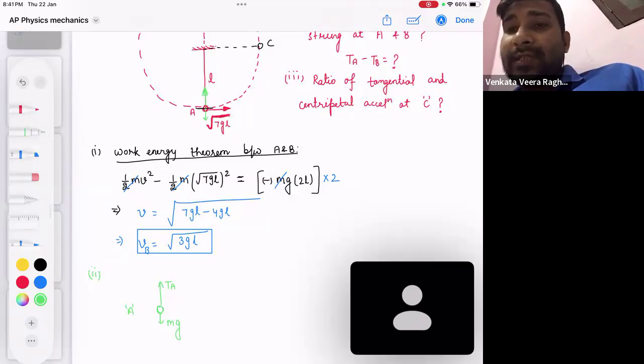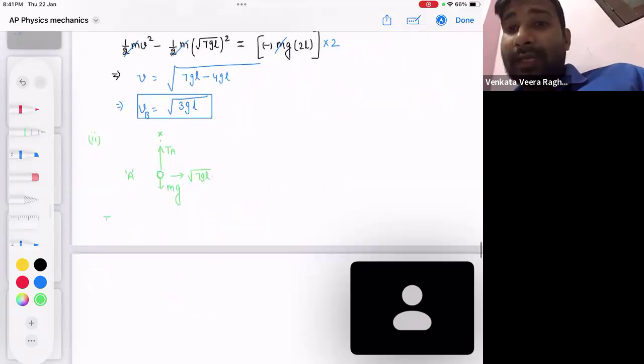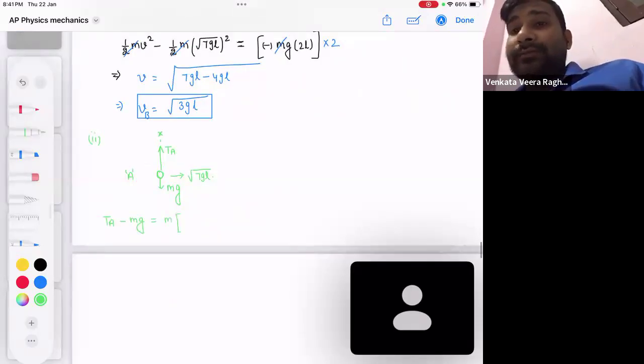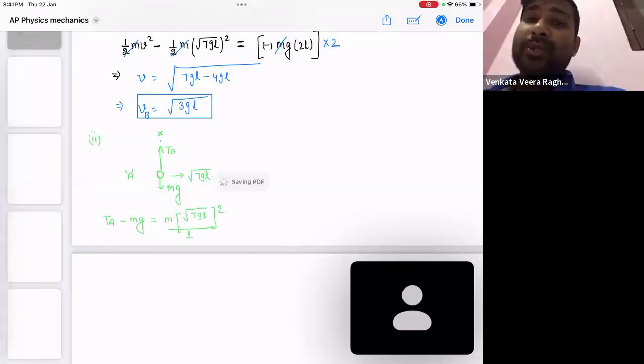Can you tell me, out of TA and mg, which force is acting towards the center? Is the tension acting towards the center? And what is its velocity here? The velocity is root 7gl. In a circular motion, what is the net force? Net force acting here is TA minus mg, and the net force acting towards the center should be equal to mv square by radius, isn't it?